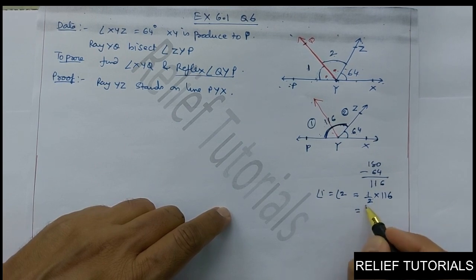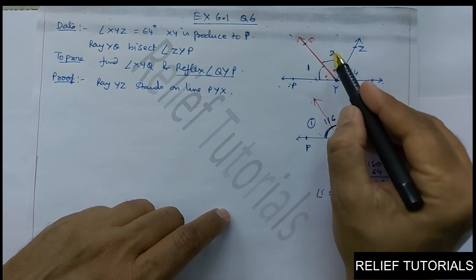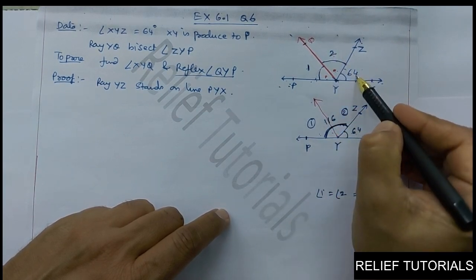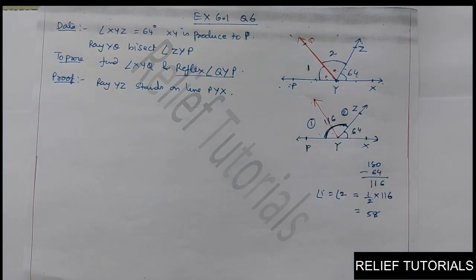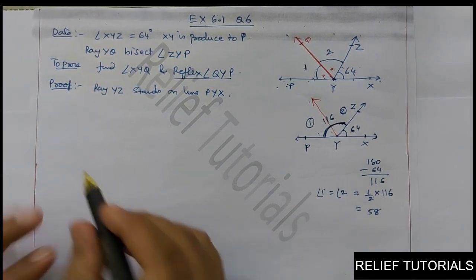So 2 here cancels, 58 times... So angle 1 will be 58, angle 2 will be 58, and this is 64. If you add the total, that will be 180. Very simple. Try to understand the structure of a problem and just make a flow chart or roadmap of how we will approach solving this problem. Very simple, okay? Now see, we are using axiom 1.